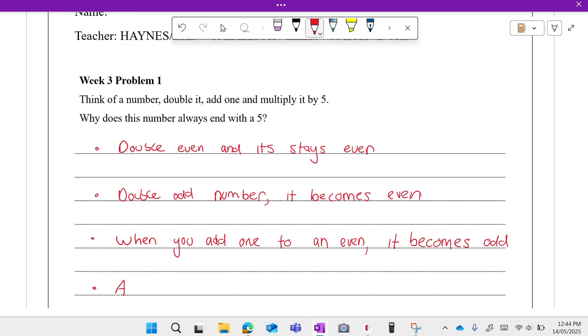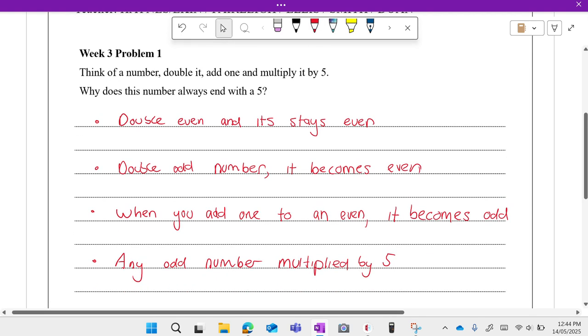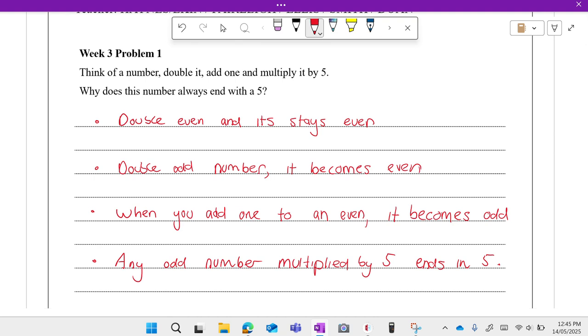It's odd. Now I'm going to write that down and then we're going to see if we can justify that, which means just explain our reasoning behind that. So we've said any odd number, multiplied by 5, what are we going to say? Ends in 5? Yeah, okay, cool. Ends in 5. Did we have anything else down, Elsie? No? Okay. That's a really, really good start.